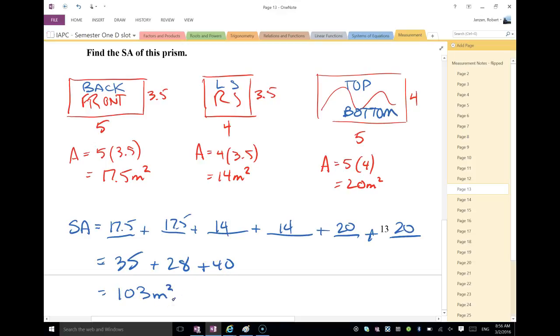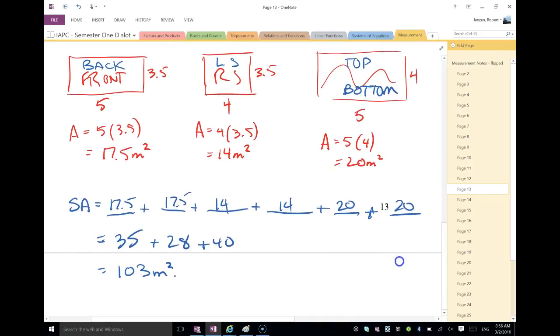Now it's possible some of you are looking at that and saying, well, I know a different way to do it. Yes, there are other ways to do it. But this is the way I'm suggesting that you try to look at all of the different faces.